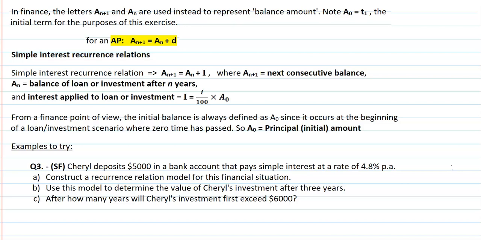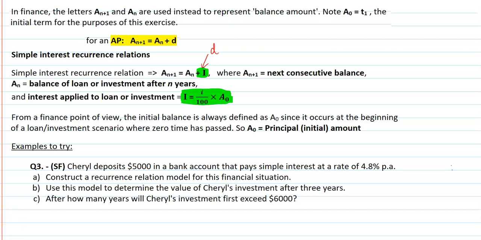So if we look at the simple interest recurrence relation, you can see it's a very similar format to the arithmetic sequence. The only thing that you'll notice is a little bit different is instead of having the common difference, we specifically say the common difference is the interest. And because we know that's the same amount applied over the course of the loan, to work it out, we simply use the principal and multiply it by the decimal interest rate.